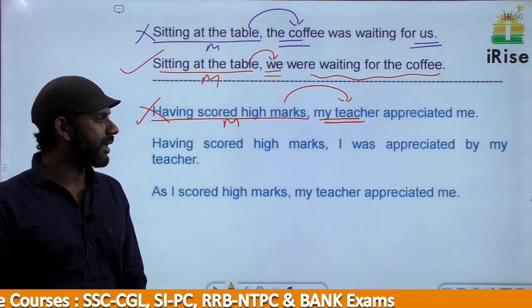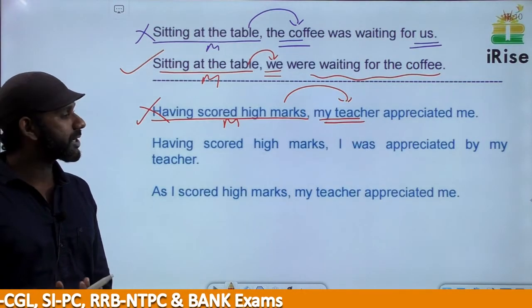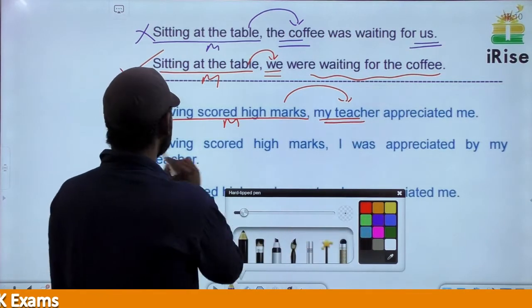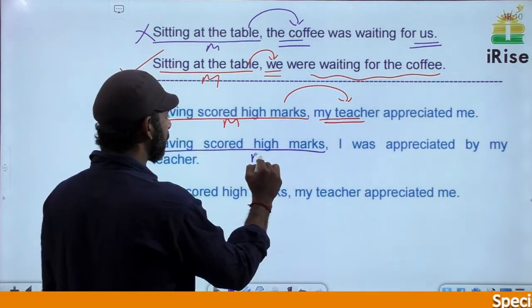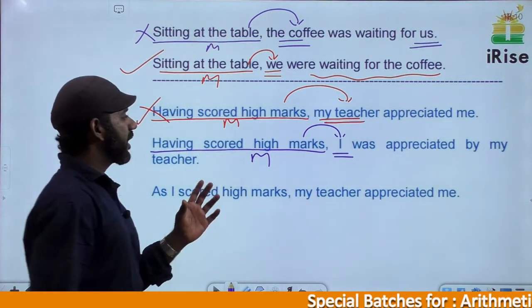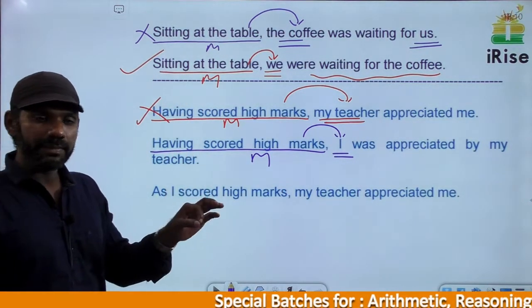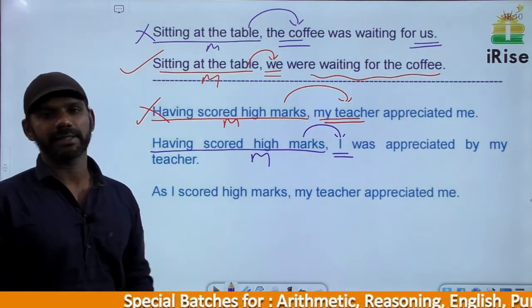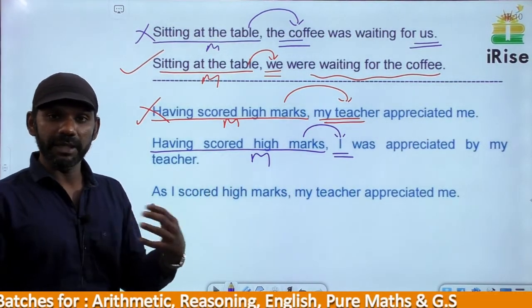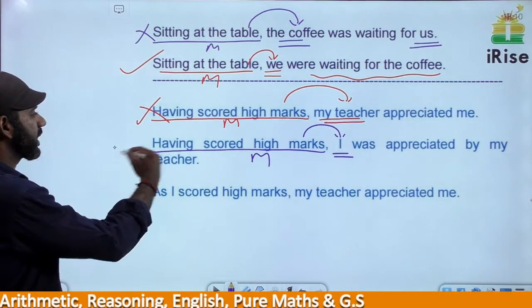Having scored high marks, I was appreciated by my teacher. Having scored high marks is the modifier here, subordinate clause, and the modifier comes very close to I. So having scored high marks, I means I scored high marks. Make sense? Yes. I scored high marks and got appreciated by my teacher. Makes sense, must be considered.